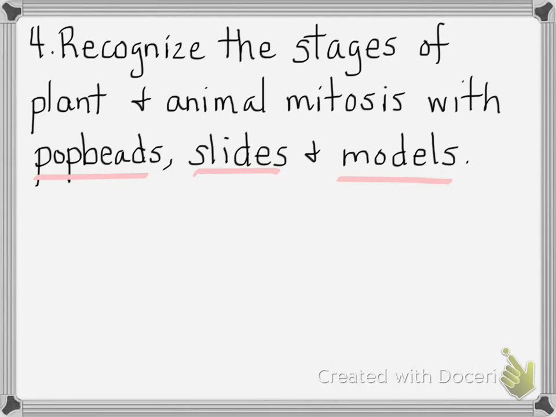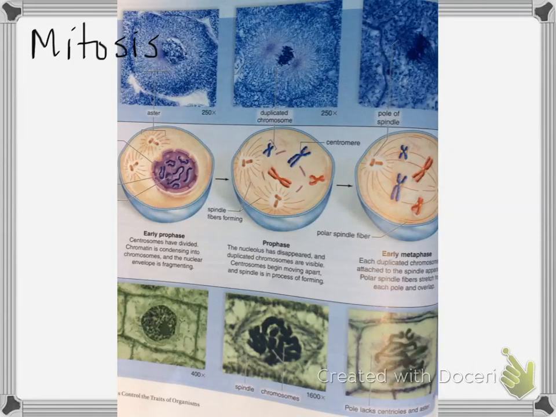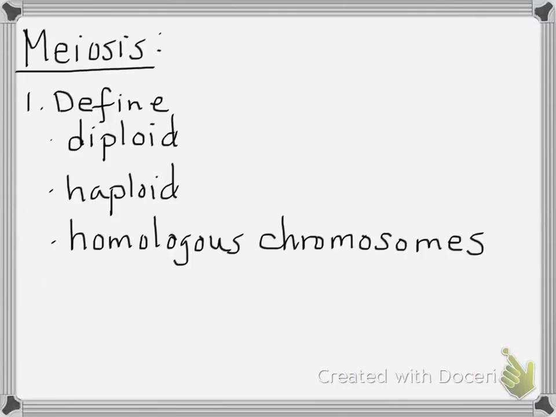The blue cards say the name of the stage for animal. The green cards say the name of the stage for the plant. So take a look at the models that are over here on the side. Pictures, pictures, pictures. Okay, I think we're on the back.